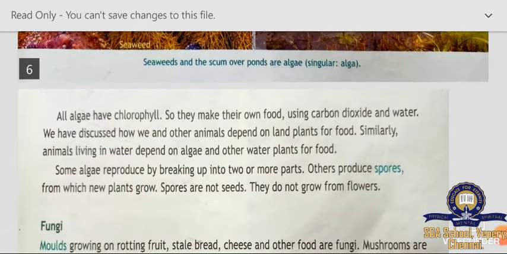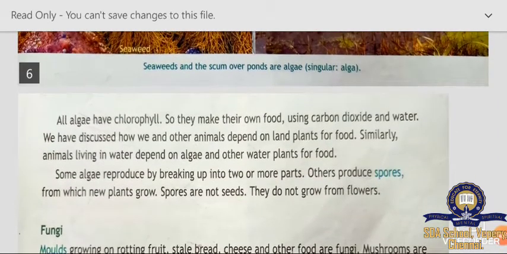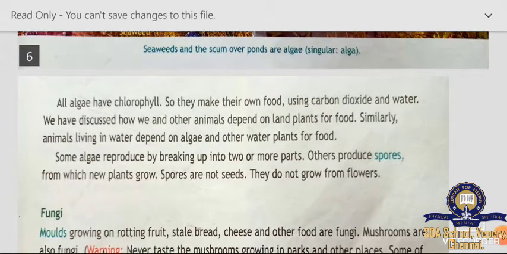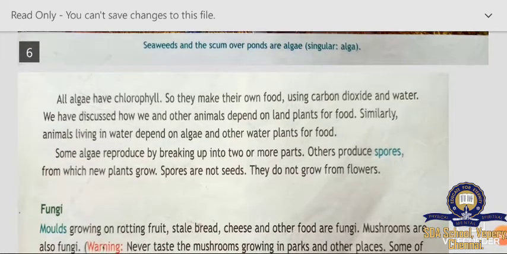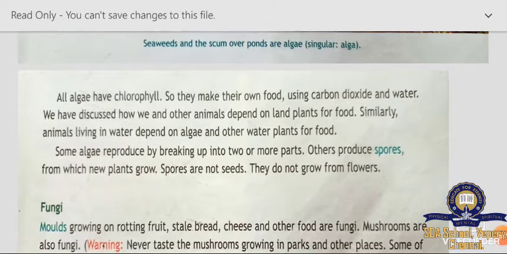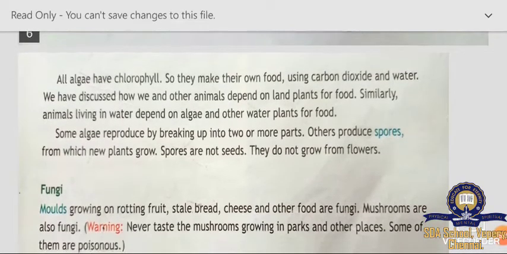Here all algae have chlorophyll. Chlorophyll means the green color pigment which a plant has. So they make their own food using carbon dioxide and water.